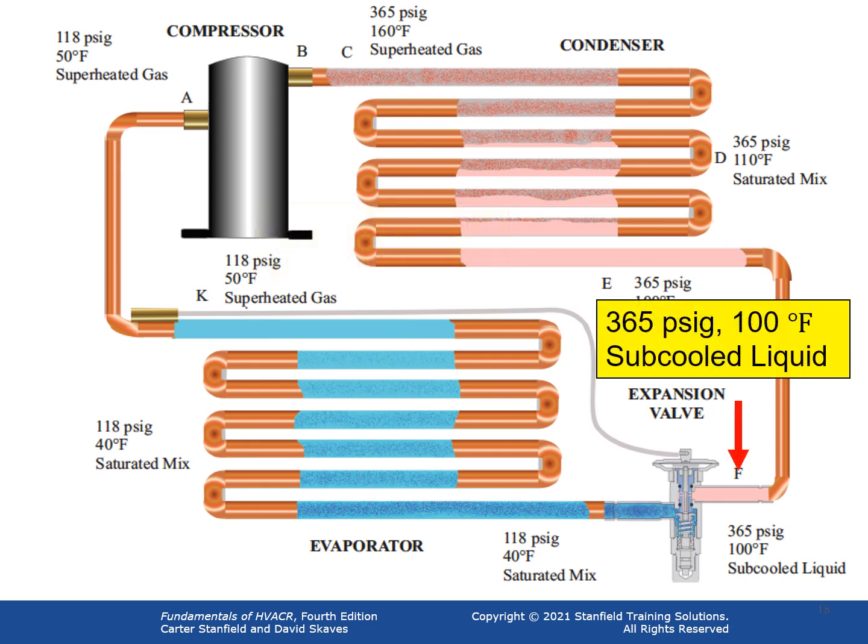The refrigerant entering the metering device is essentially the same condition as it was leaving the condenser. The refrigerant is a high-pressure, warm, subcooled liquid. In our example, the pressure is 365 and the temperature is 100. Since the saturation temperature is 110, the refrigerant has been cooled below the condensing temperature, making the refrigerant subcooled.